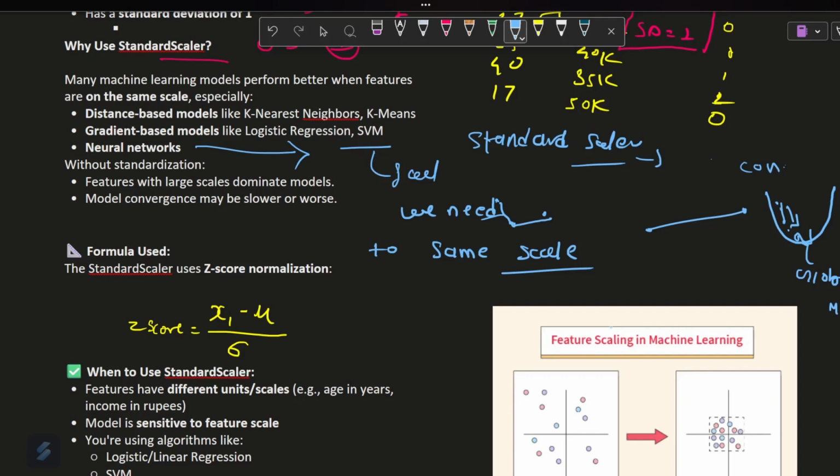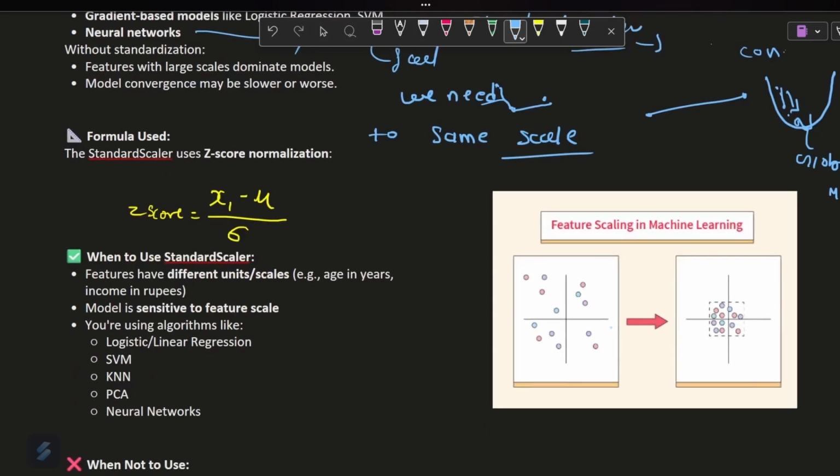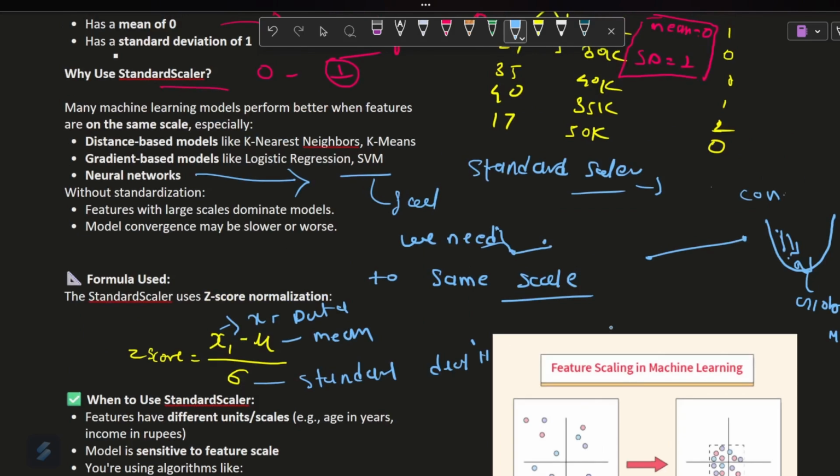and many features or many columns will be standardized, which helps the model perform well. Okay. The formula for the standard scaler is simple: xi minus the mean, divided by the standard deviation. What is xi? Xi is basically the data point. So understand that with an example.